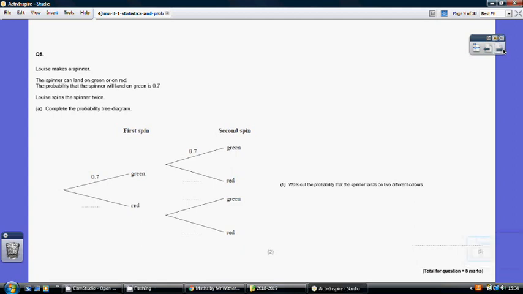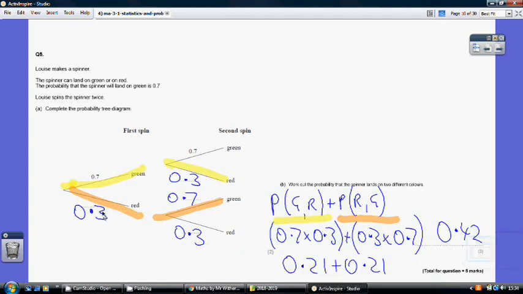Question 5. So the chance of a red is going to be 0.3 because the two together have to add up to a whole, and then these are repeated with the second spin. Probability the spinner lands on two different colours, so this could be green followed by a red, or it could be a red followed by a green.